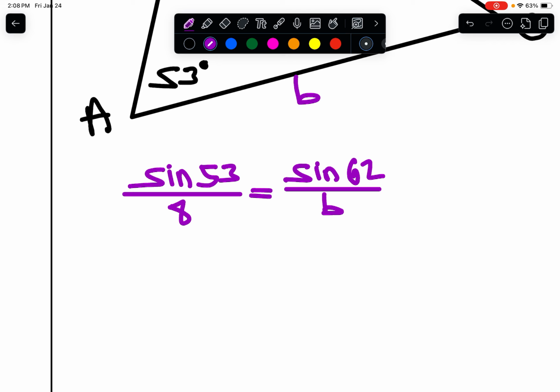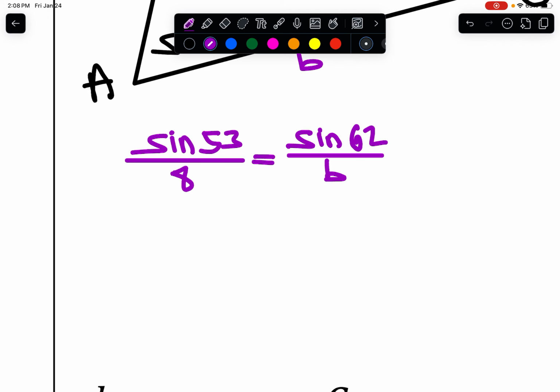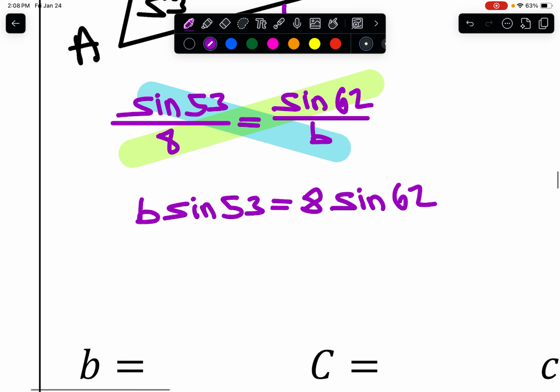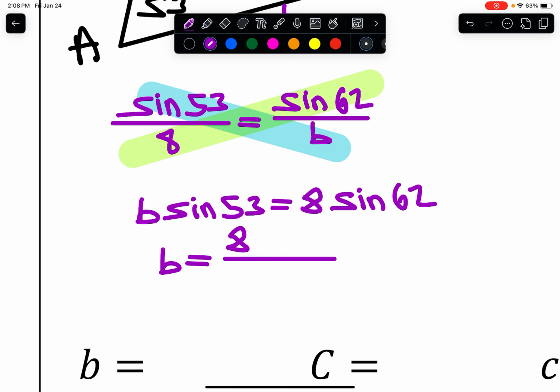Then you're going to treat it just like a proportion, and you're going to solve for side B. So you can cross multiply. I'm going to do this side and then this side, multiplying these values. So I'm going to have B sine 53 equal to 8 sine 62. And then to solve for that B value, I'm going to divide both sides by sine 53. So my value here is going to be 8 sine 62 over sine 53.